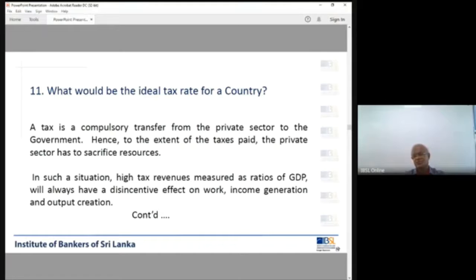Private sector means not only companies, individuals also, to the government. Hence, to the extent of the tax paid, the private sector has to sacrifice resources. Your purchasing power, real income goes down. Disposable income decreases if the government imposes taxes. Nominal income 50,000, disposable income 49,000 after taxing. In such a situation, high tax revenues measured as a ratio of GDP will always have a disincentive effect on work, income generation, output creation. Yes, tax is a disincentive. We don't like taxes.